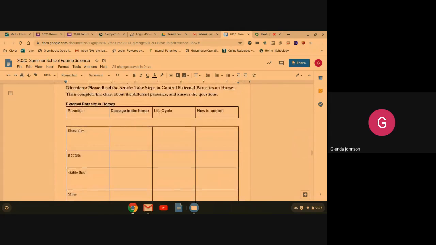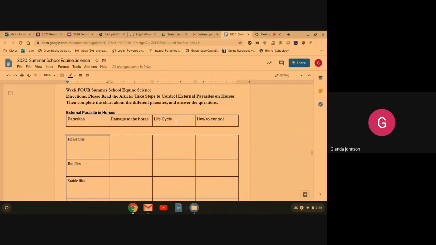Okay, so it's maybe not going to tell you too much about the life cycle, but if you read the article, it will tell you a little bit about how to control it. For the most part, flies are around. They either live on the horse or they live in the manure of the stalls. And stalls need to be cleaned so that they're not there.